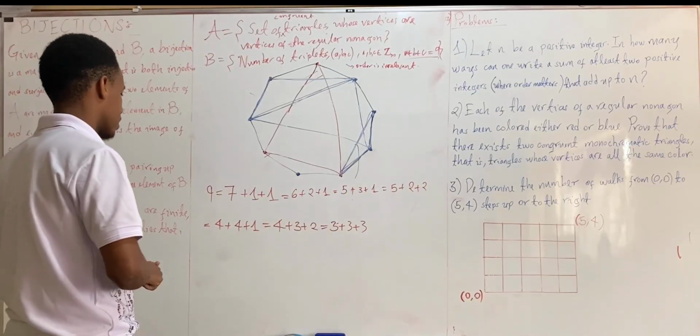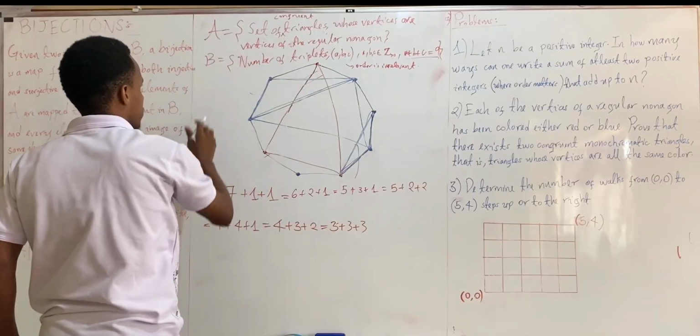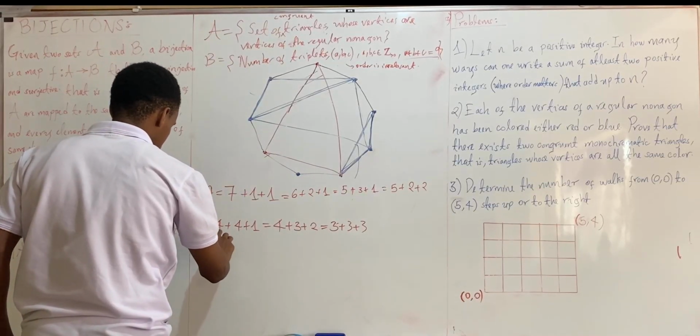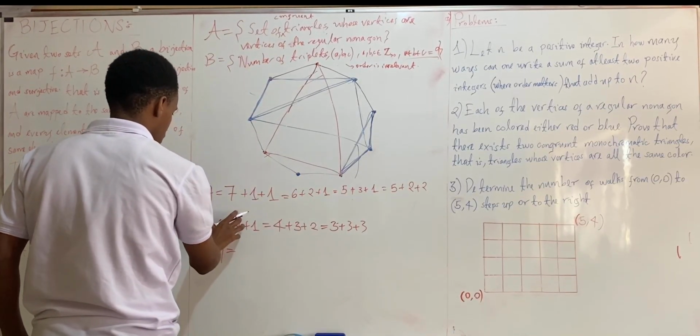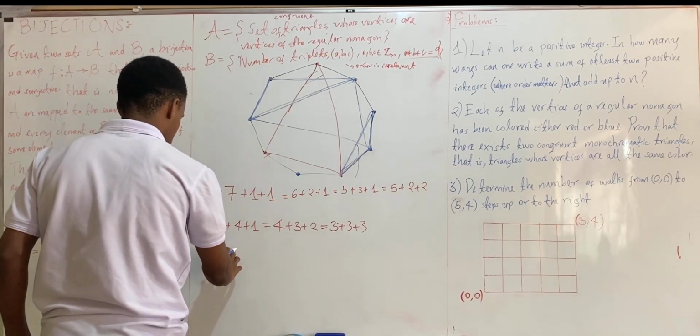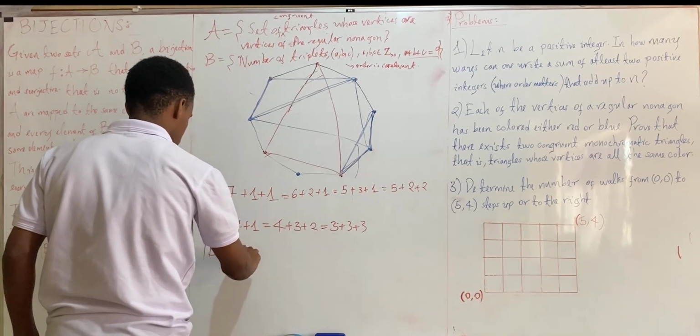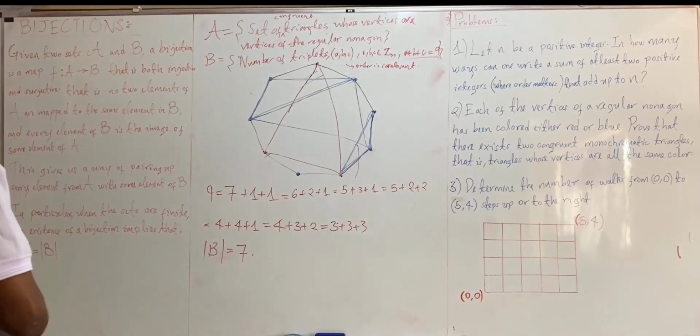So in this case, the size of B has to be equal to 7. That is the size of B. Okay.